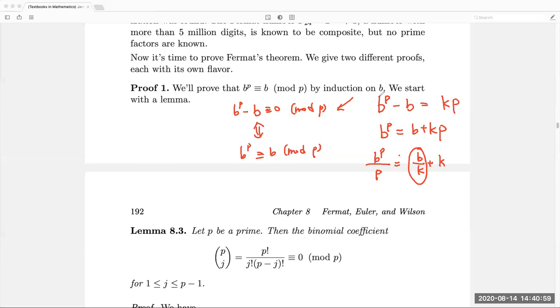Shouldn't it be b over p, not k? Oh, b over p plus k, is it?